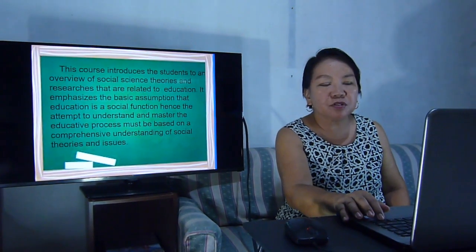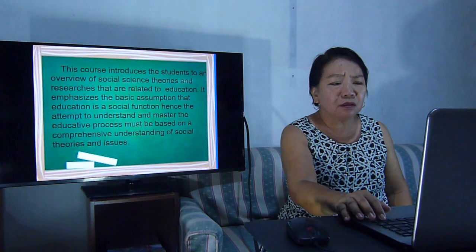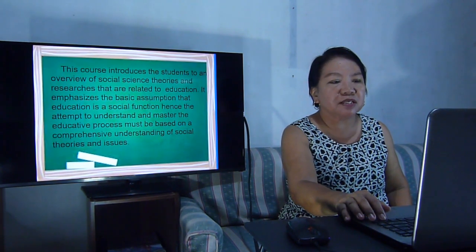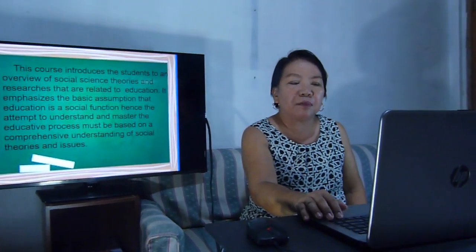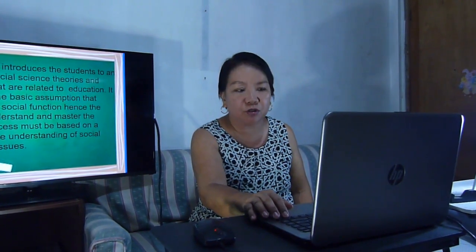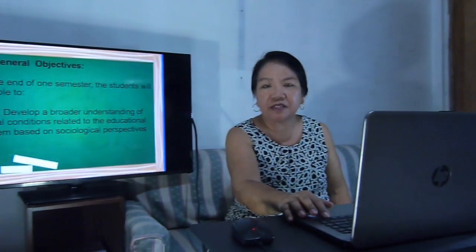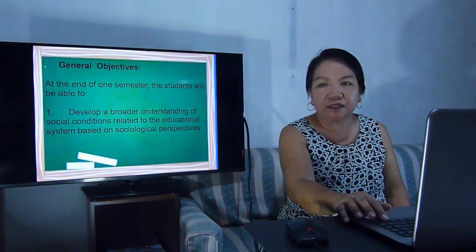Now, this course introduces you to the overview of social science theories and researches that are related to education. There is a basic assumption that education is a social function. Therefore, the attempt to understand and master the educative process must be based on comprehensive understanding of social theories and issues. So, we will not be learning here about strategies, we will not be learning about theories on development, but we will be talking about the social science theories that are related to your teaching.